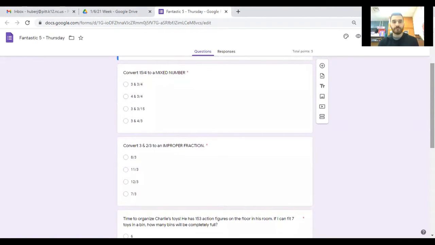It says convert 15/4 to a mixed number. So you should look at 15/4 and remember what we call that. Since our numerator is bigger than the denominator, that is an improper fraction. So I'm going to go ahead and rewrite it here. The most important thing when we convert that to a mixed number is what that fraction bar really represents. You've got to think division. Fraction bar means divided by.